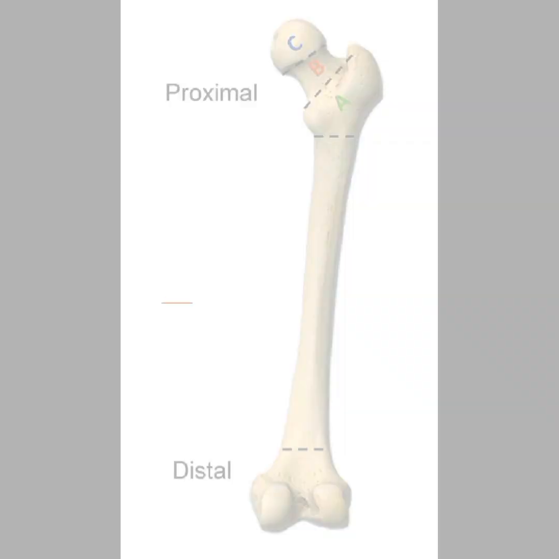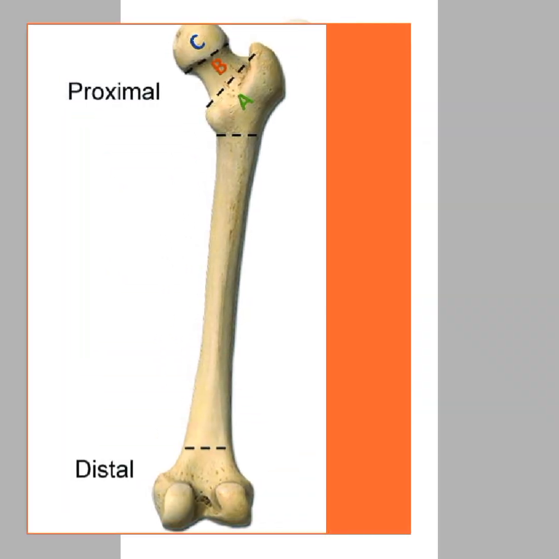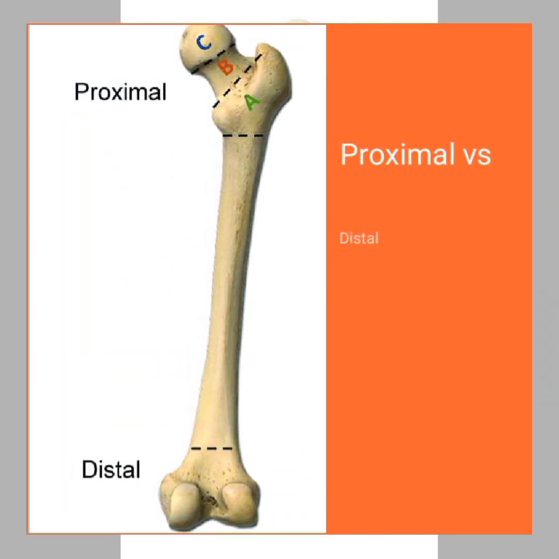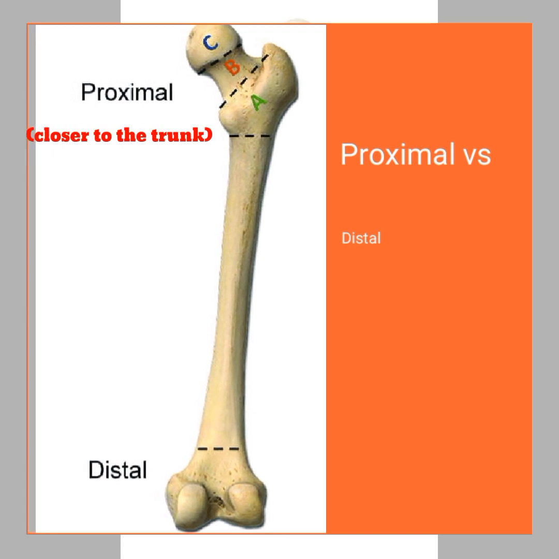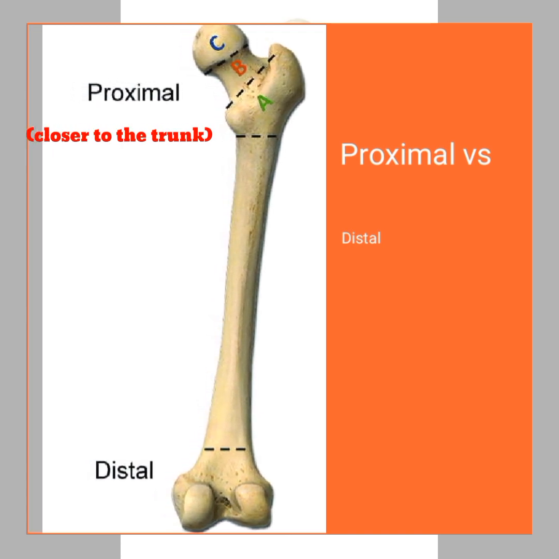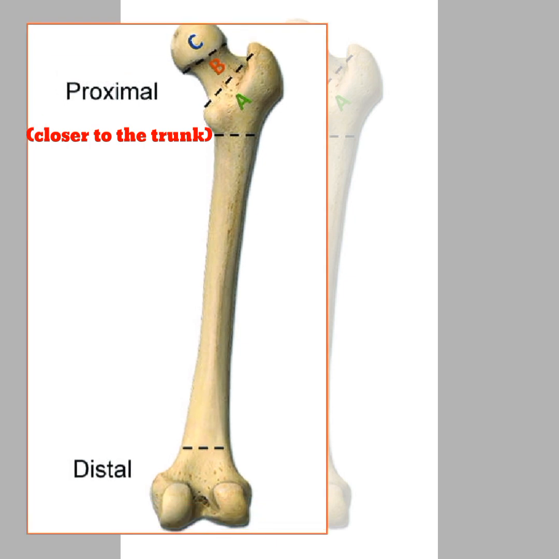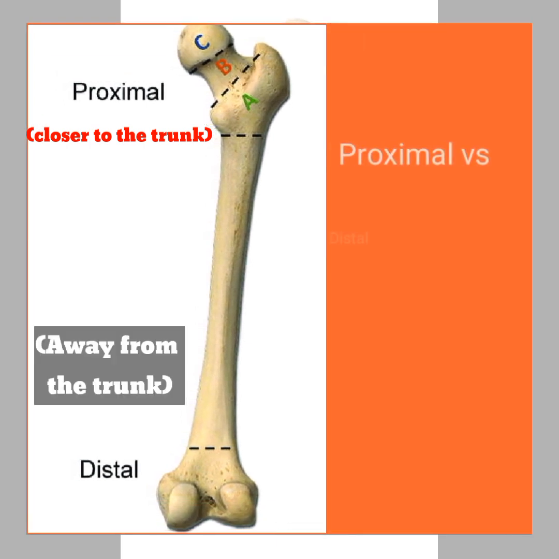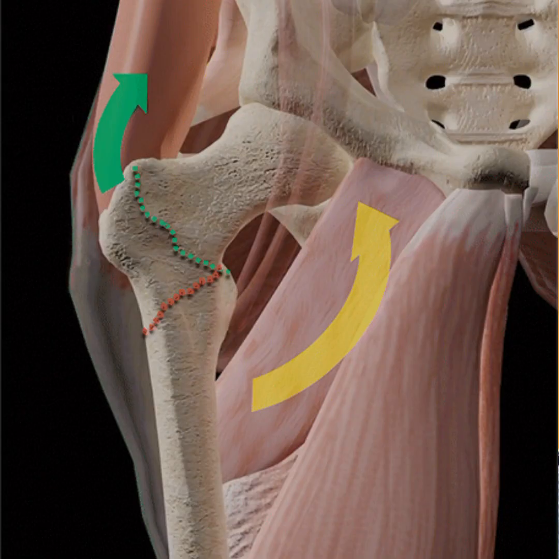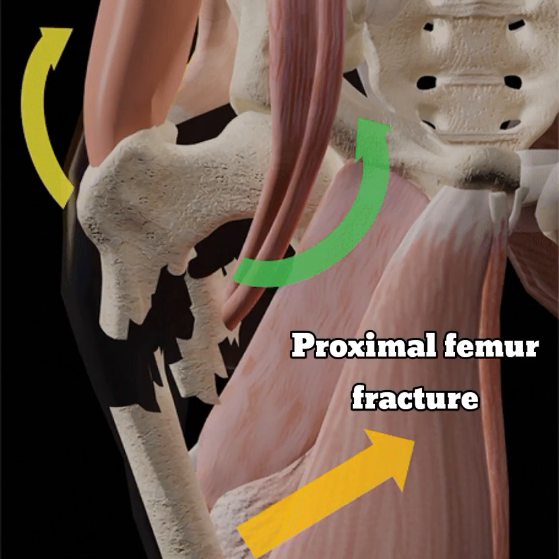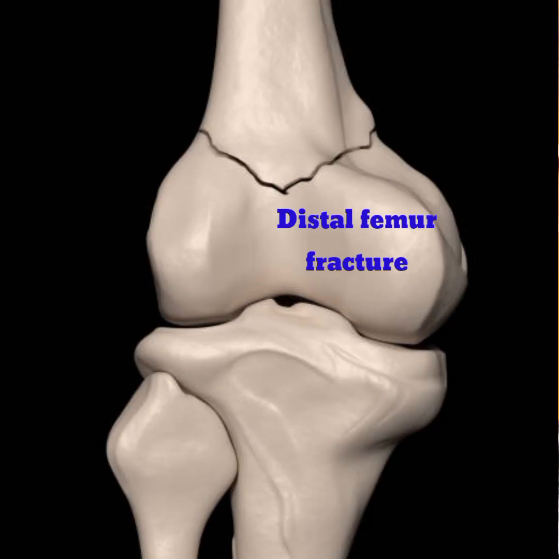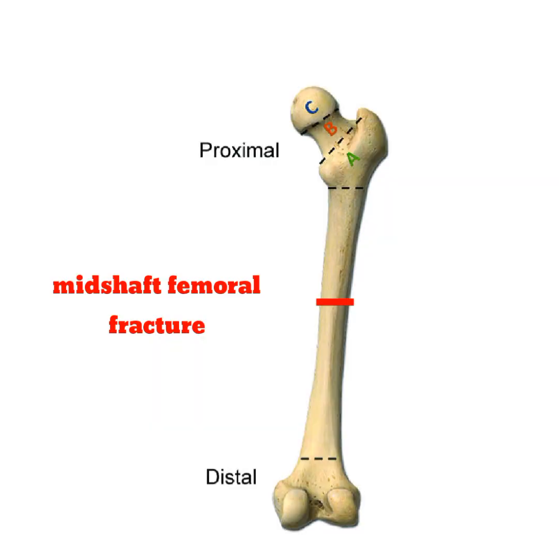And depending on what part of the bone the fracture is, you might name or classify the fracture as proximal or distal. Let's use the femur for example. So proximal means closer to the trunk or closer to the point of origin, and distal means away from the trunk or away from the point of origin. A fracture here will be called a proximal femur fracture, and a fracture here will be called a distal femur fracture. So a fracture here will be called a mid-shaft fracture.